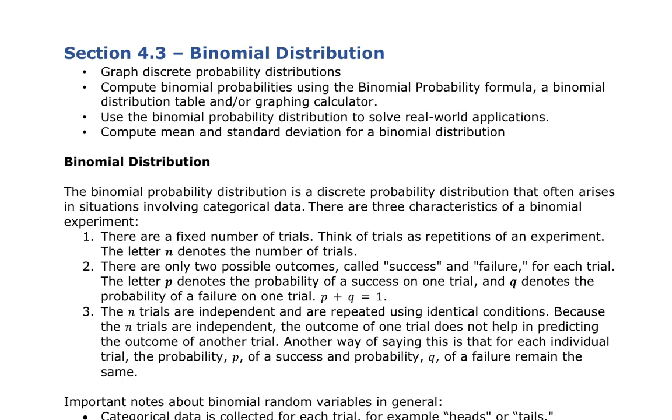There are certain things that identify a binomial distribution. First of all, there is a fixed number of trials. So we want to think of trials as the repetition of an experiment. This is when you're tossing a die or flipping a coin. There are only two possible outcomes. So you either have success or failure for each trial.